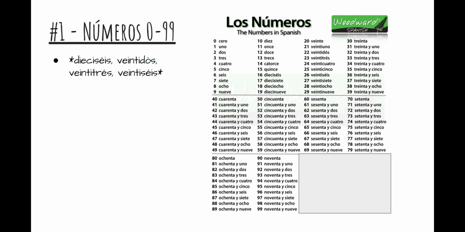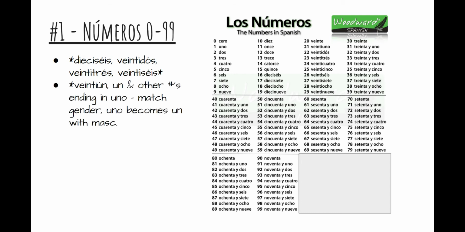Then there were a few, call them irregulars. They're not irregular in the sense that the accents don't actually make sense, but they are ones with accents. So you've got 16 with an accent, 22 with an accent, 23 with an accent, and 26 with an accent, as well as you do have to deal with 21. So 21 has an accent on it. Do note that un and other numbers ending in uno match in gender. So uno becomes un with masculine, and then it becomes una with the feminine.